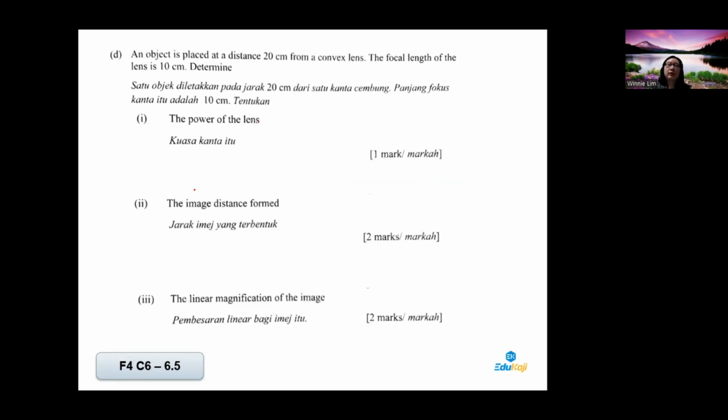Okay, move on. Section B always has 5-mark calculations. The information given is that an object is at 20 cm, and the focal length of the lens is 10 cm. For the power of the lens, the teacher just said P equals 1 over F. When you use this formula, the focal length must be in meters, so you need to change the focal length into 0.1 meter. You divide, then you get the answer, and the power is in diopters.